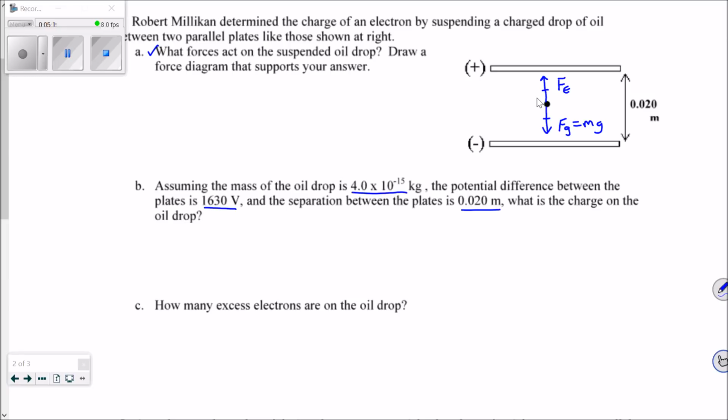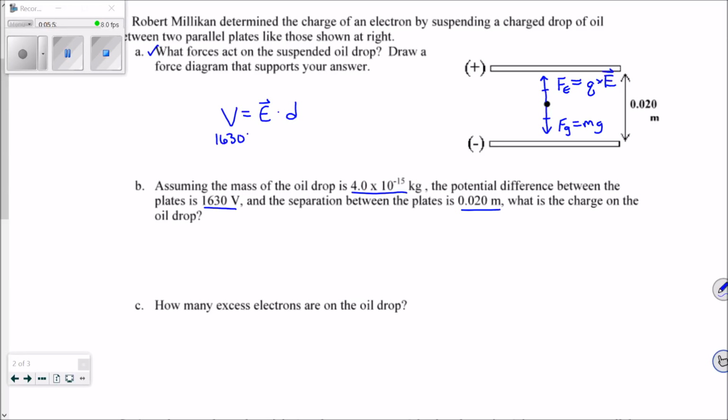So going back up to my diagram way up here, my electric force is going to be our charge multiplied by the field. I need to find my electric field. To find my electric field, I have an equation that says that the potential difference is equal to our electric field multiplied by the distance between my plates or my locations.